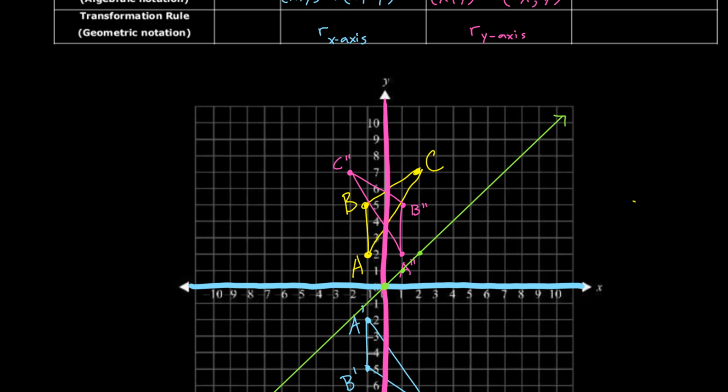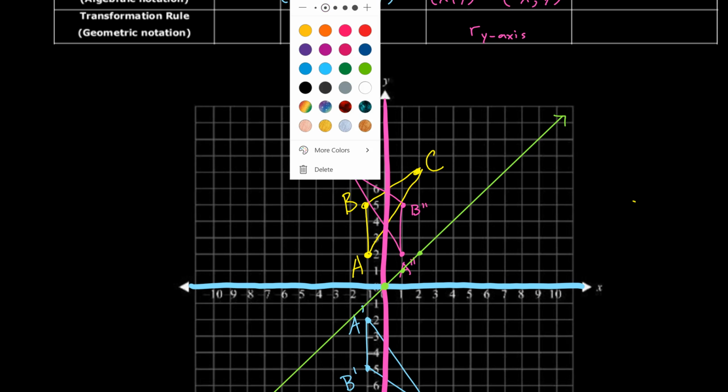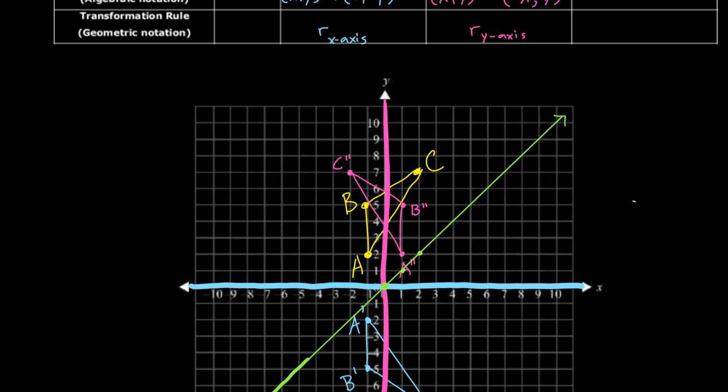Any questions on how we graph that line? Oh, no. We were just graphing the line that we're reflecting over, okay? Now we're reflecting. Yes, you do need to draw it.